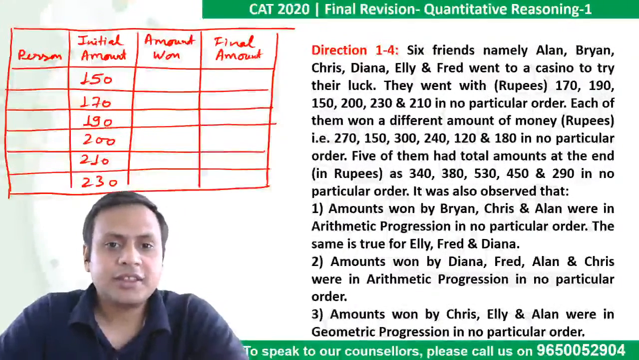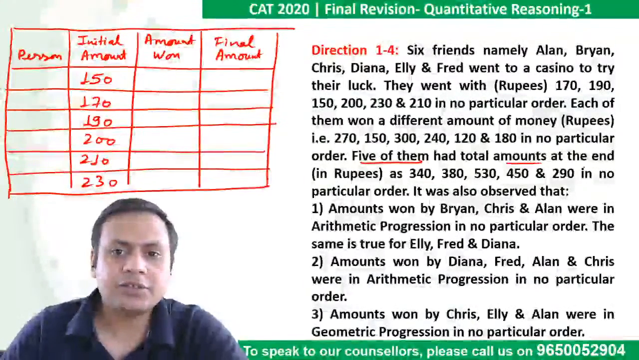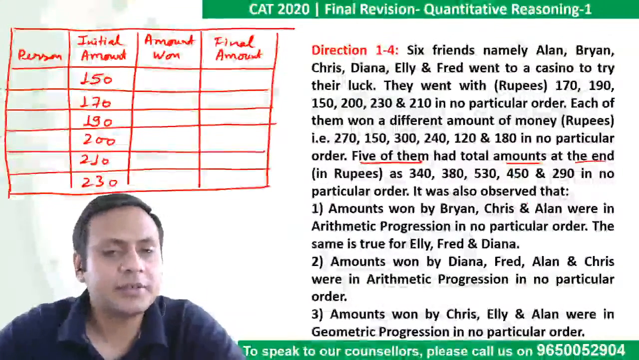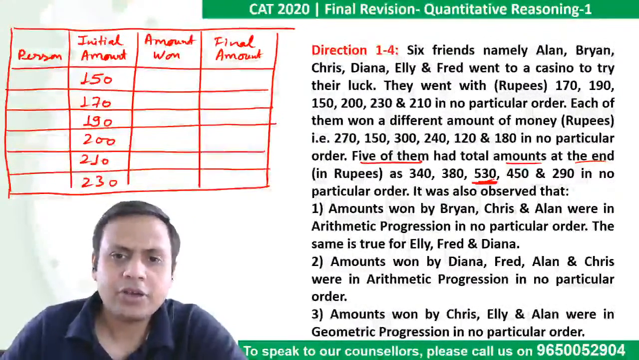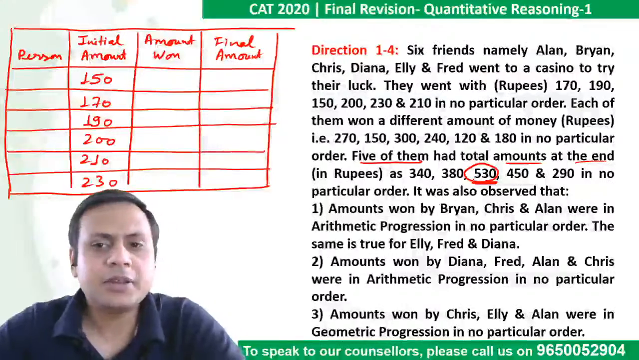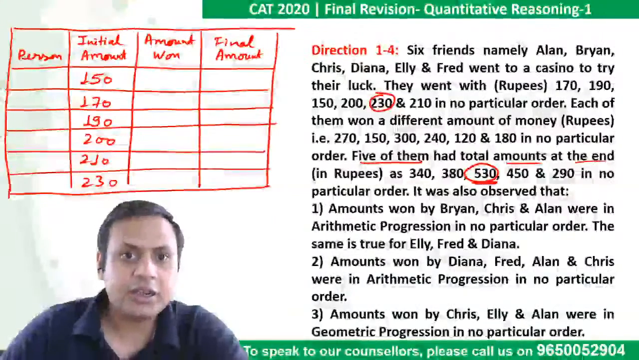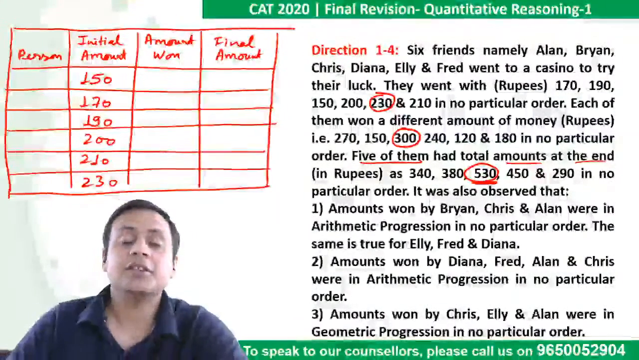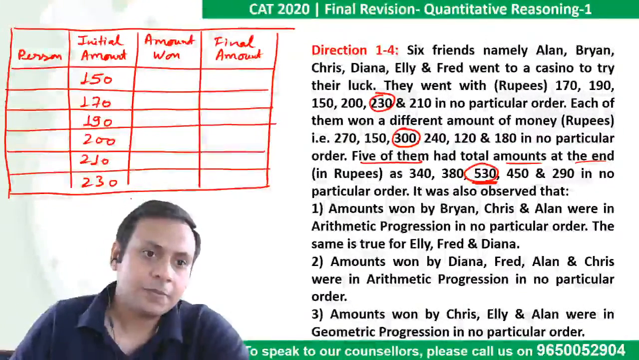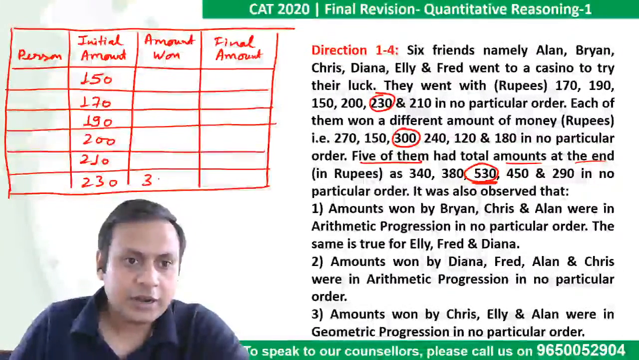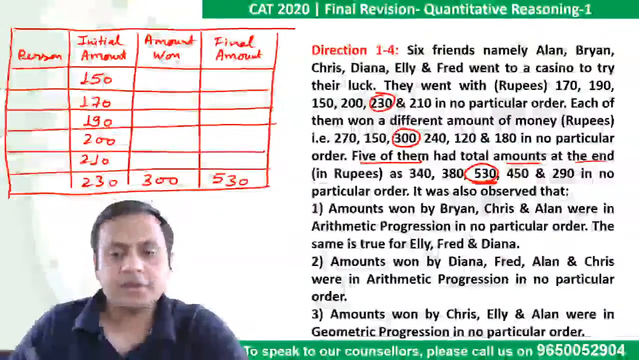So they are saying that five of them had total amounts at the end, these amounts, right? By the way, think about it. How can we get 530? I believe there is only one way to get 530. The person started with 230 and then won 300. These are the maximum values, so this is the only way to get 530. So the person who started with 230 won 300, and finally has 530 rupees.